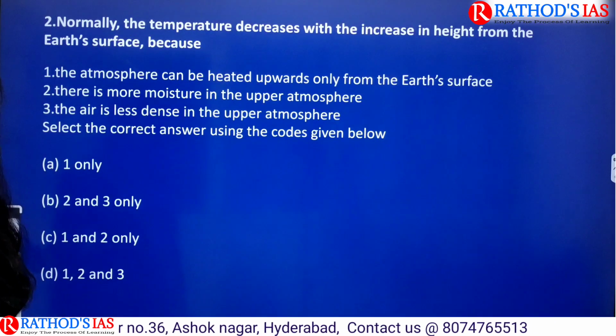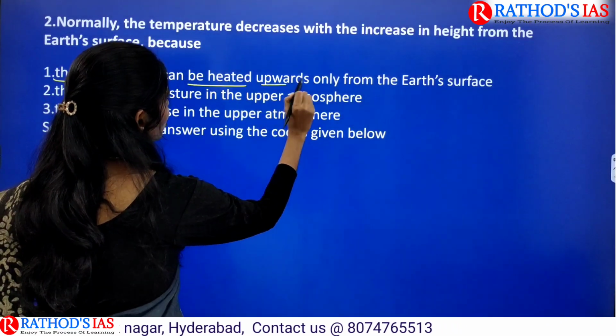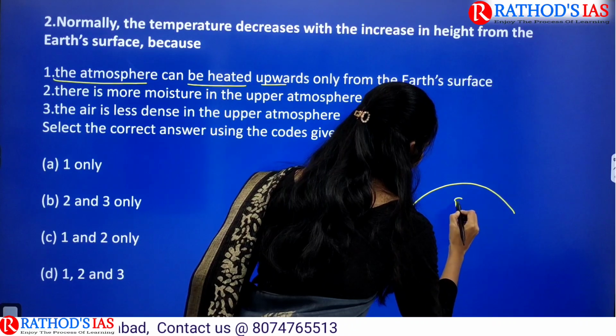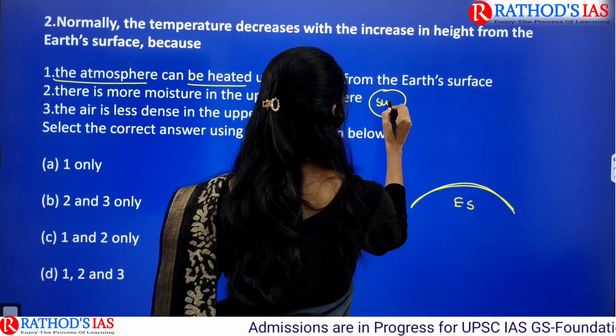Yes, now let us see the first statement. The atmosphere can be heated upwards only from the earth's surface. So this is earth's surface, and here we have our sun.